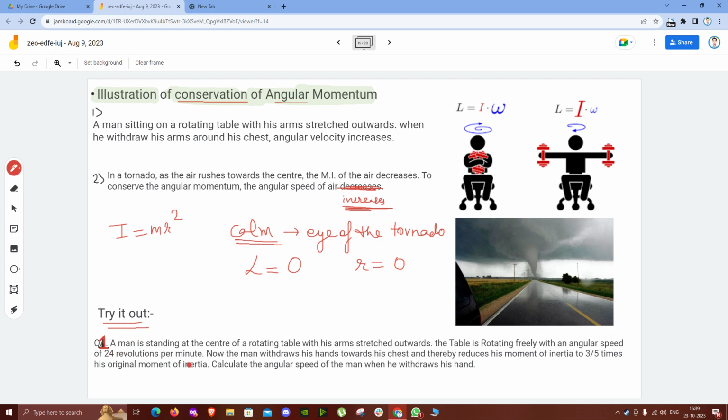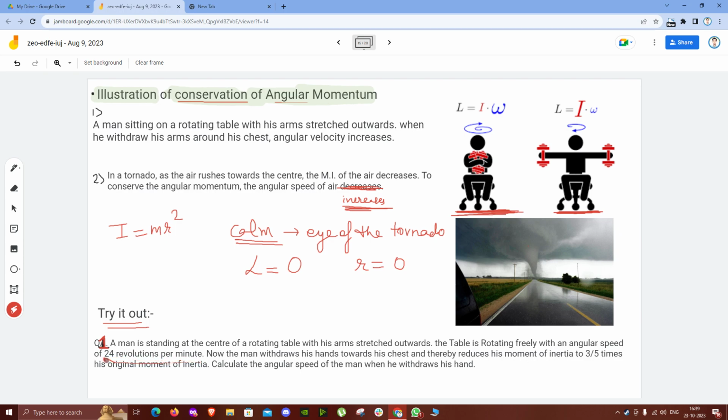This question here, I will read it out, and here you can apply. This is this example here. You can use this illustration to imagine what they're asking in this question. So let me read it for you. A man is standing at the center of a rotating table, just like this here, with arms stretched outward. And the table is rotating freely with an angular speed of 24 revolutions per minute.